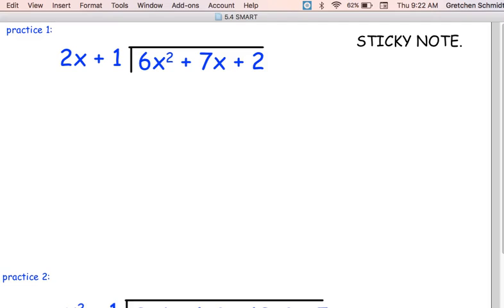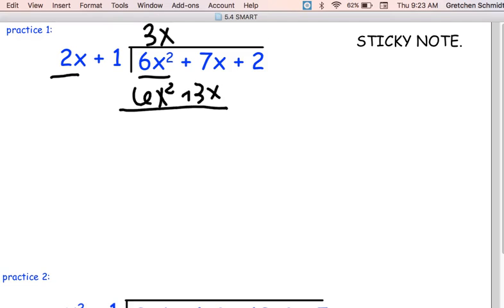Step 1, check the beginning. How do you change a 2x into a 6x squared? 3x. Multiply it down, so 3x times 2x, 6x squared. 3x times 1. We now have to subtract those, so what happens to your signs? They flip. So 6x squared minus 6x squared, 0. These first ones will always go away. 7x minus 3x, and then bring down your plus 2.